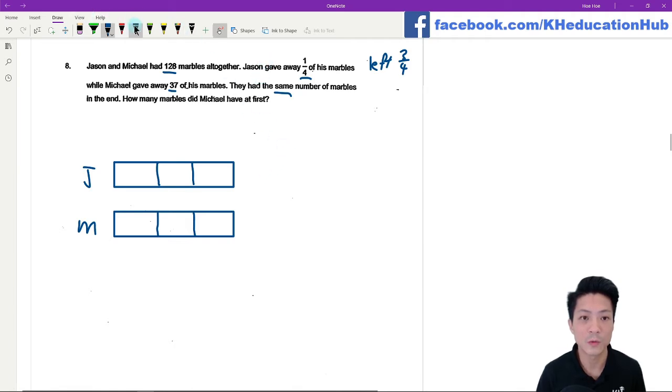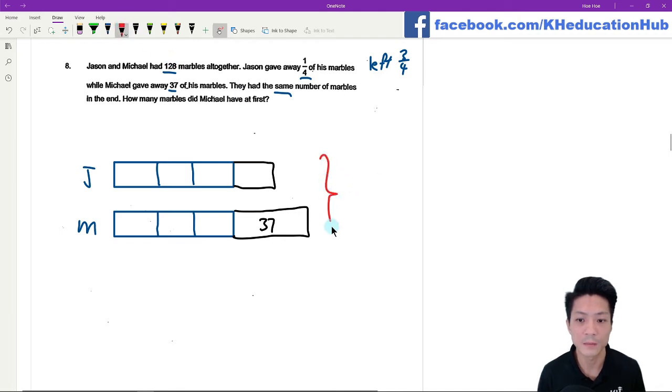Now I'm going to add back the part where they gave away, which means that for Jason, I need to draw another block over here. And for Michael, I need to write another 37. I do not know how big or small it is, so I'm gonna draw it slightly longer. This will be 37. Remember at the beginning, they had 128 marbles altogether.